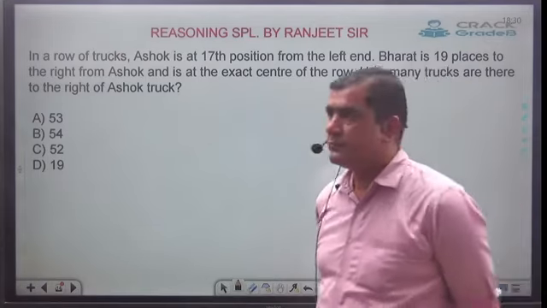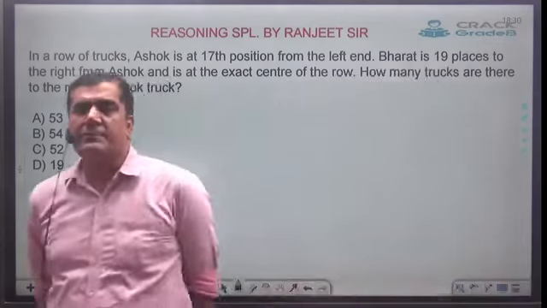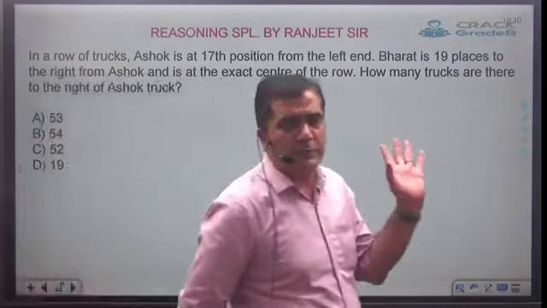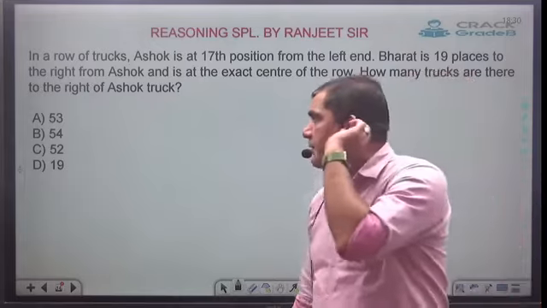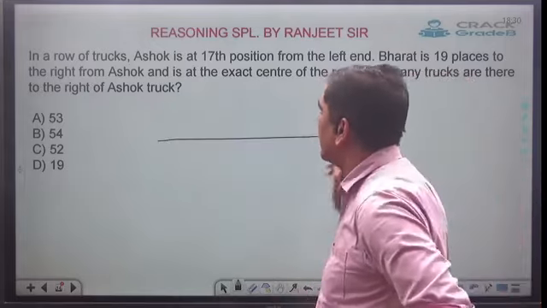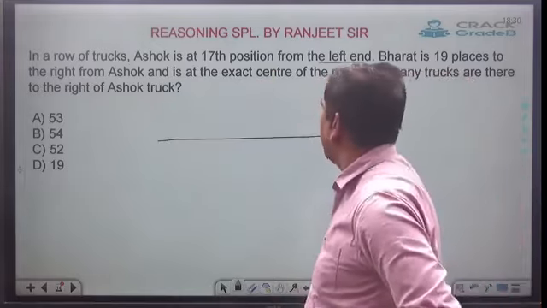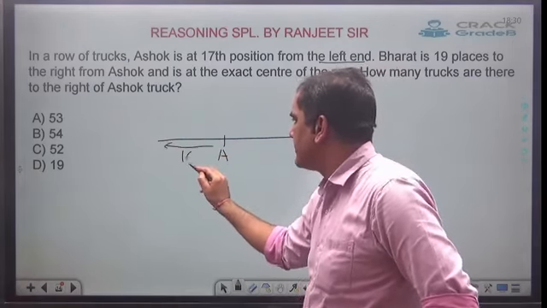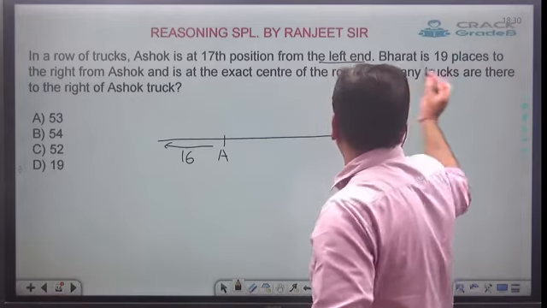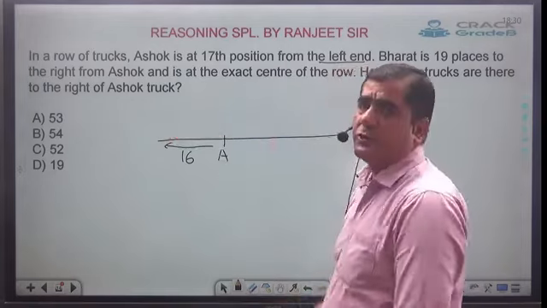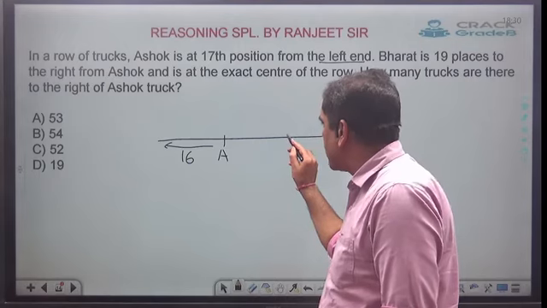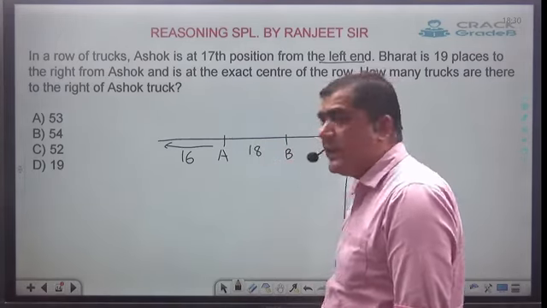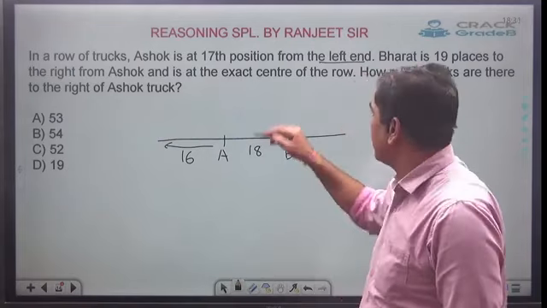Okay. Same problem, but now they are simply playing with the words. So very easily we can get the answer. See here what they are saying, in a row of trucks, Ashok is 17 from the left. Ashok's truck is 17 from the left, means to the left of Ashok there must be 16 trucks. Bharat is 19 places to the right of Ashok, means Bharat must be over here, and Bharat is at the 19, means in between there must be 18. See, read the statement carefully.